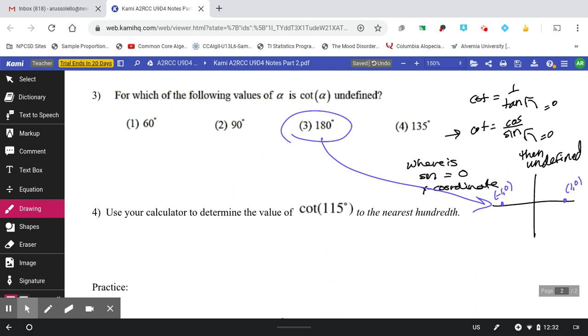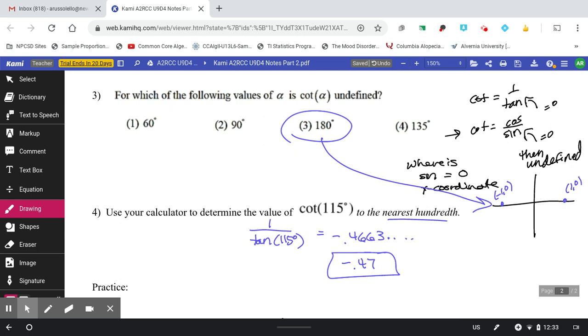Now here, number 4, you're not asked for the exact value, and to tell you the truth, you couldn't get the exact value because 115 won't give you a reference angle that is one of the special right triangles. So since there's no cotangent on your calculator, you're going to put in 1 divided by the tangent of 115. Again, make sure you're in degree mode. And when you do that, you will come up with negative 0.4663, etc. It's irrational. It says to round it to the nearest hundredth, so it would be negative 0.47. And that is what the cotangent of 115 is.